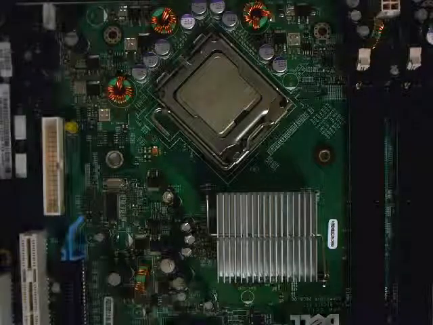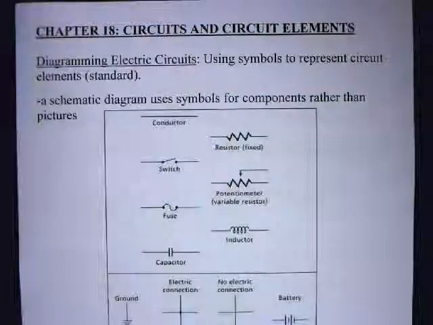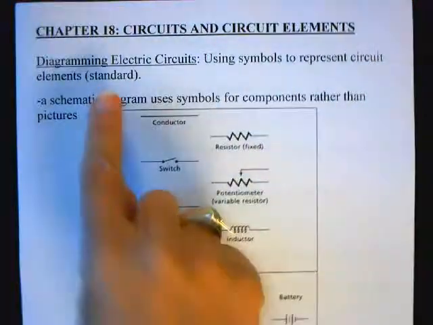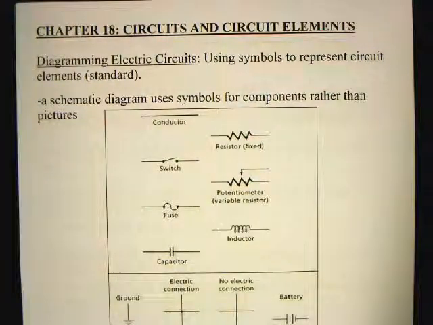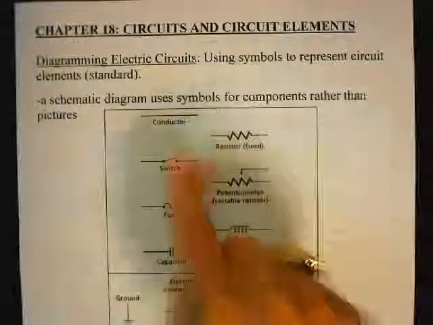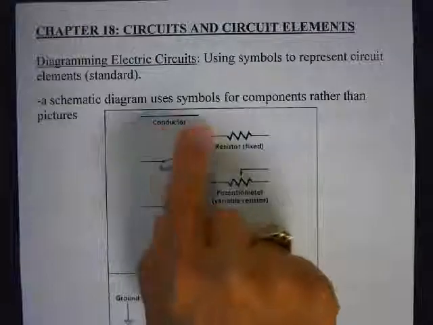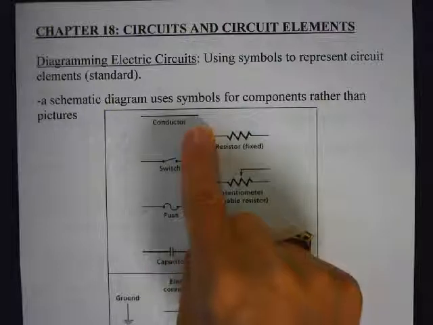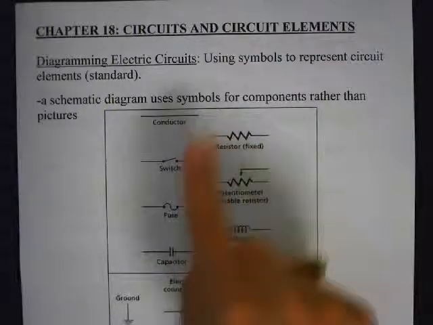And everyone can't draw something the same. So when we want to look at a schematic drawing showing the wiring for anything, what we do is we use symbols. So with just a straight line like this, this represents a conductor. So that would be like a wire.